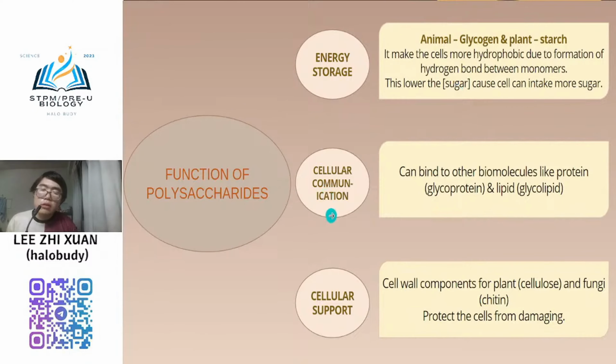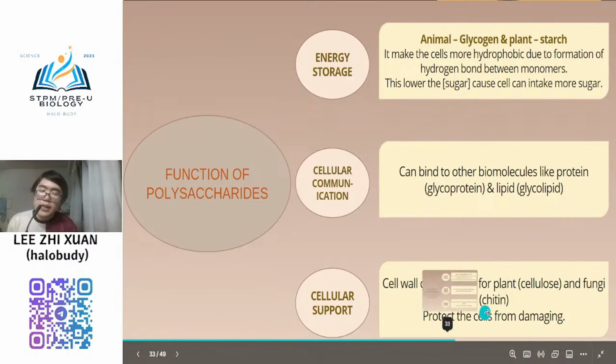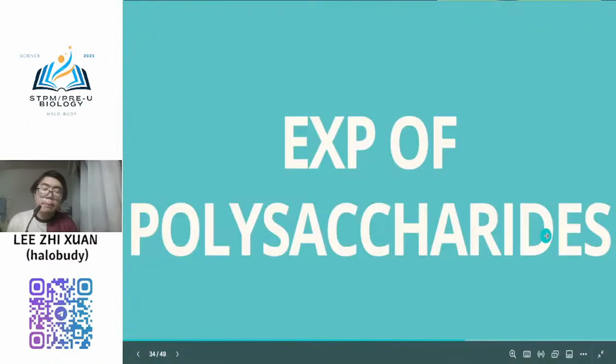And also for cellular communication, it can bind to other biomolecules like lipoprotein. Glycolipid and glycoprotein are also examples of polysaccharide. And cellulose supports the cell component of a plant and also fungi, and also protects the cell from damage. Not only plants and fungi, also bacteria. Bacterial cells also contain polysaccharide to protect them.